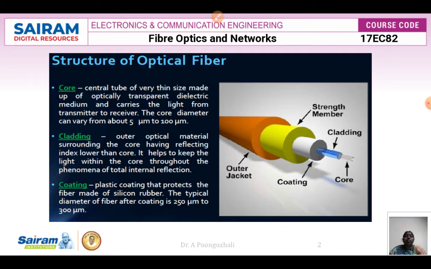Next is coating. Coating is nothing but it is going to protect the fiber, and it is made of silicon rubber. The diameter of this coating is going to be 250 micrometers to 300 micrometers.